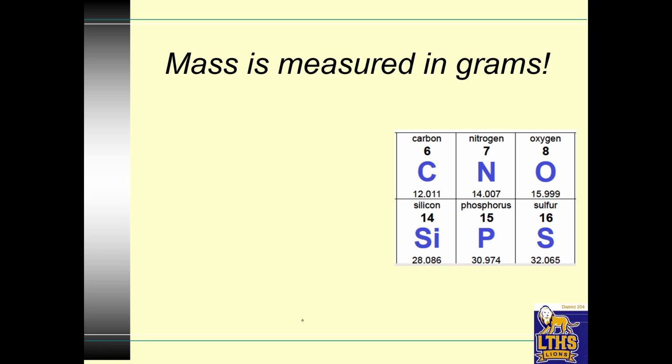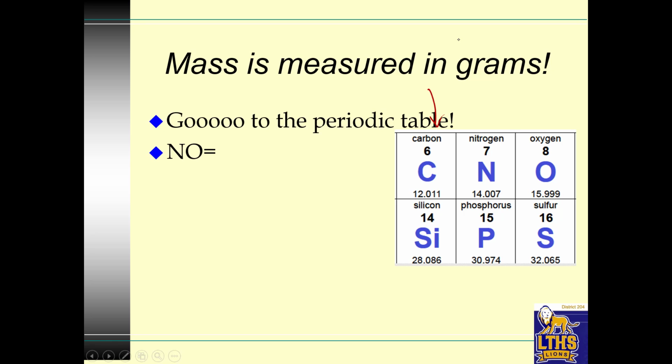Mass is measured in grams. I think you know that. We measure mass in grams. And we have a periodic table that looks a little something like this. So if I want to know the mass of a mole, I go to the periodic table to find my masses. Little g stands for grams, and little g stands for go to the periodic table. So if I have NO, I want to use the masses. We're always going to use 2 decimal places from the periodic table. So nitrogen is 14.01. And oxygen is 16.00.